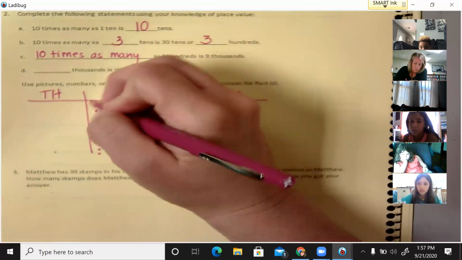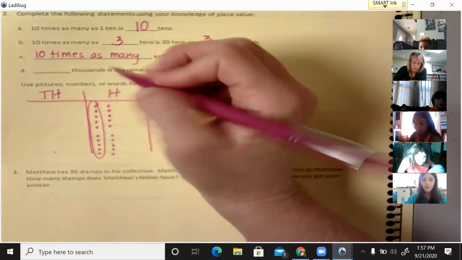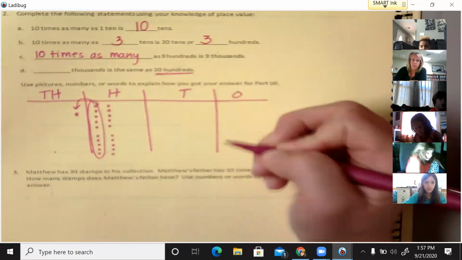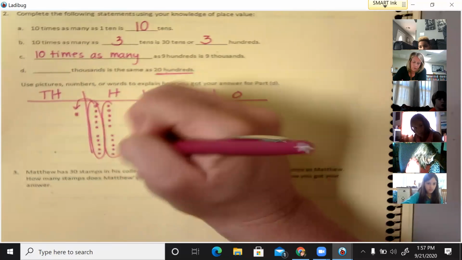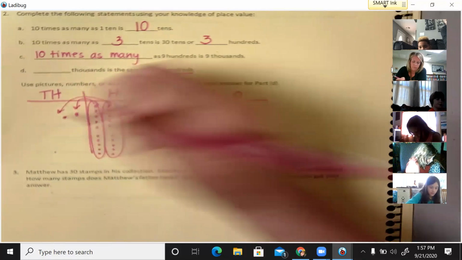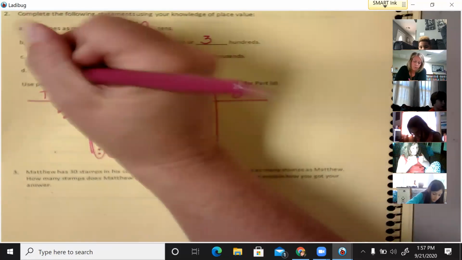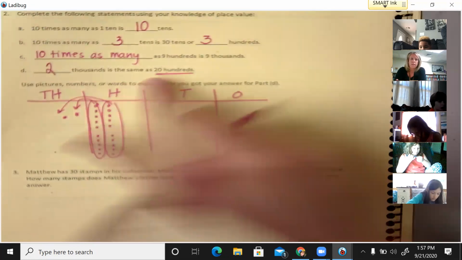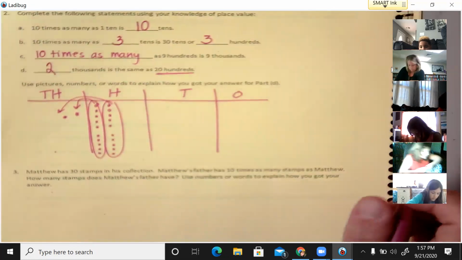Very good. So here's 1 bundle. 1 group of 10 gives me 1,000. Another group of 10 hundreds gives me another 1,000. So up here, I can put 2 thousands is the same as 20 hundreds.